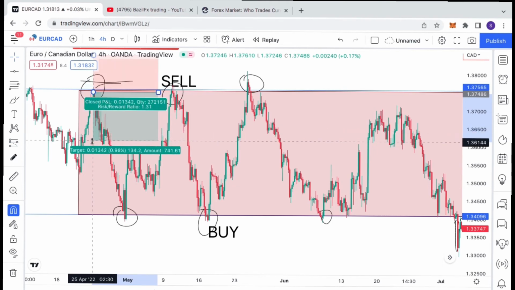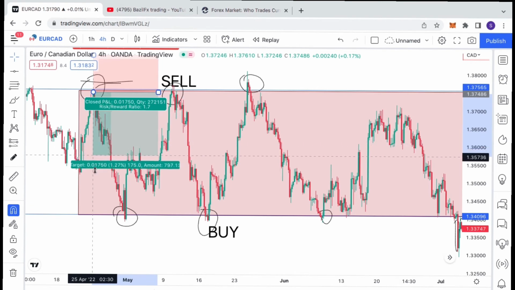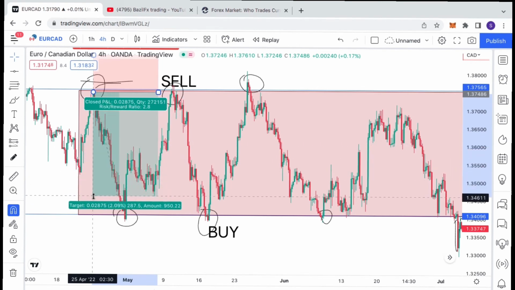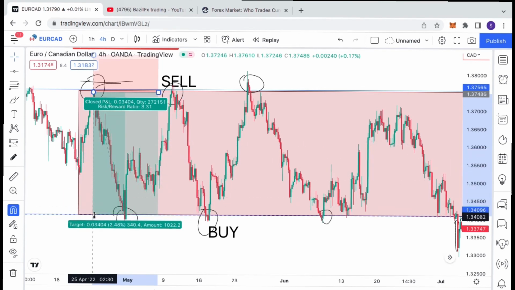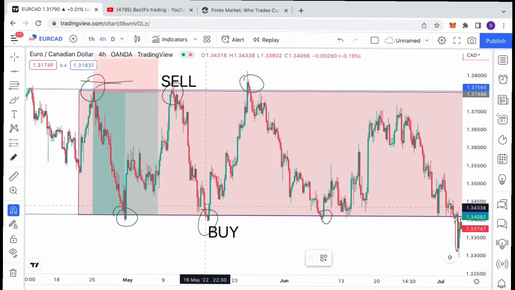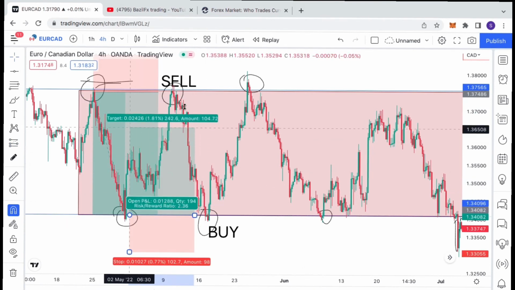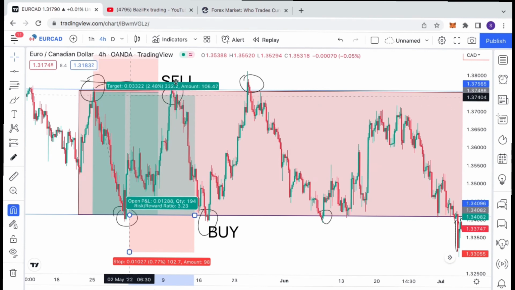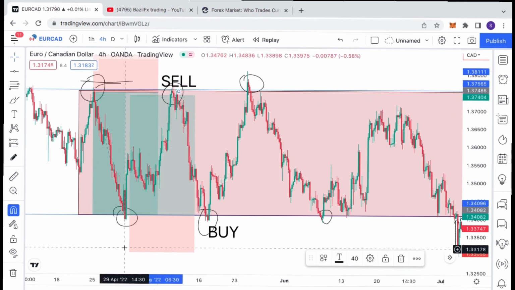Let's say your target, since these are supply and demand zones here, can be 50 pips, something like that. As you can see, if you take a trade up to down here, that's already 1,000 pips. Then you take another trade up here to a long position. As you can see, a long position comes up to here, and that's also already 1,000 pips.